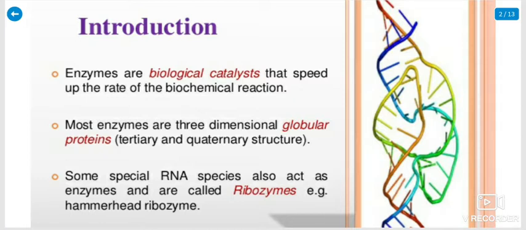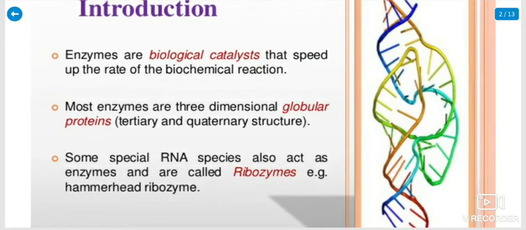So the same is true of enzymes: they are biological catalysts that speed up the rate of the biochemical reaction. Most enzymes are three-dimensional structures. That means globular proteins. Okay.